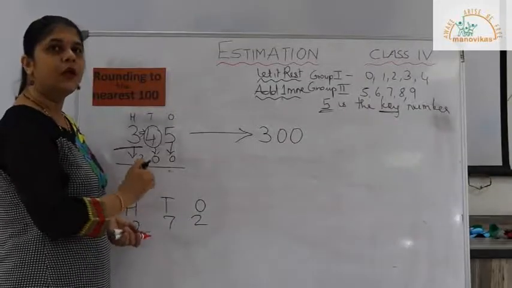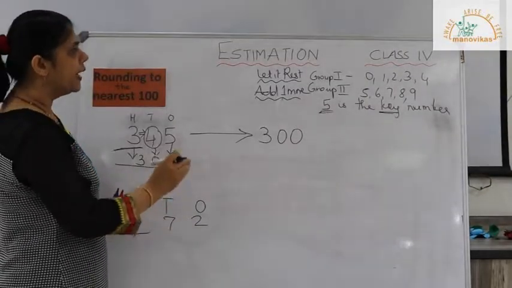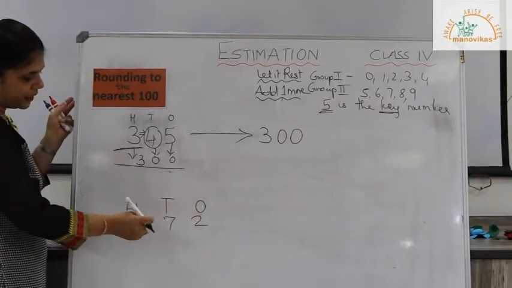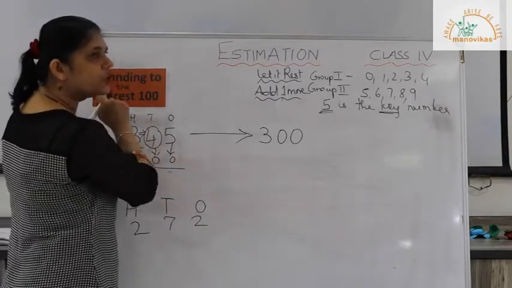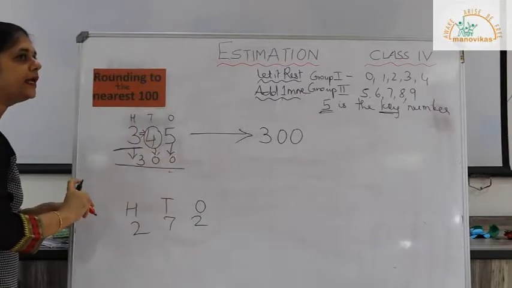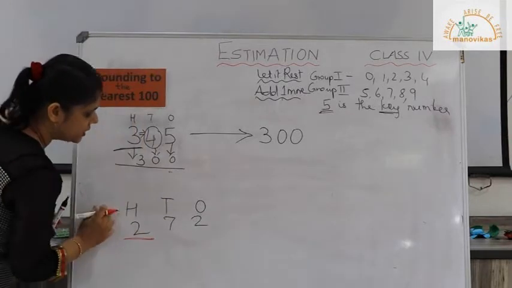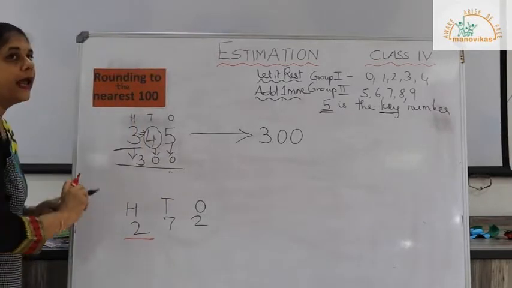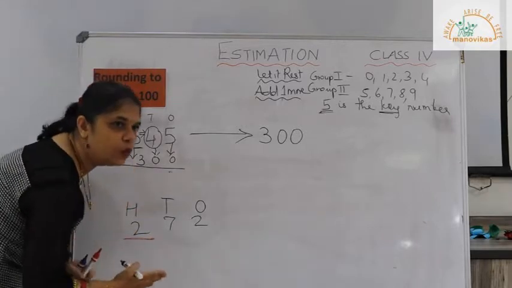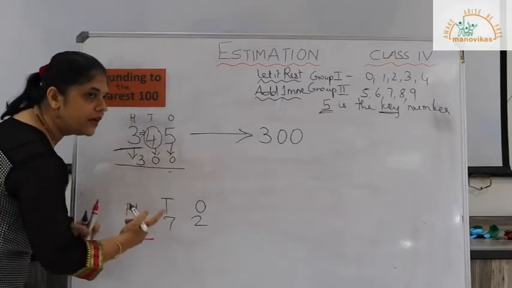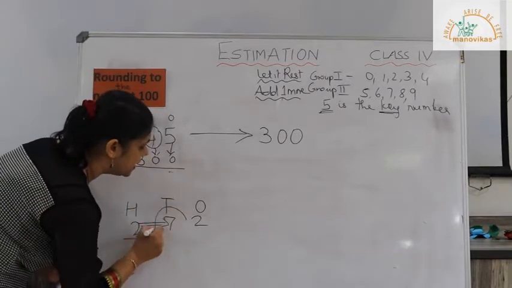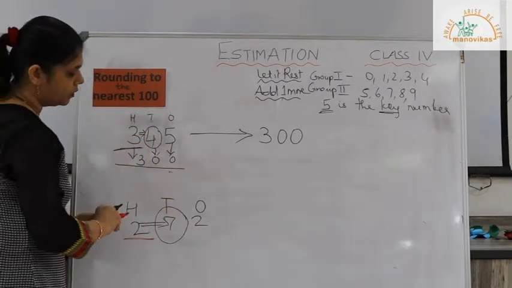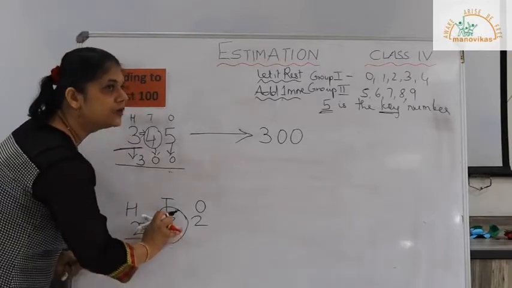Right? Now, look at the next example. Again, you need to round the number 272 to the nearest 100. So, which digit are you going to underline in which place? 2, which is in the hundreds place. Now, which digit is going to tell you whether the hundreds place will increase or not? The digit in the tens place, which is the next digit. Now, this digit is number 7.